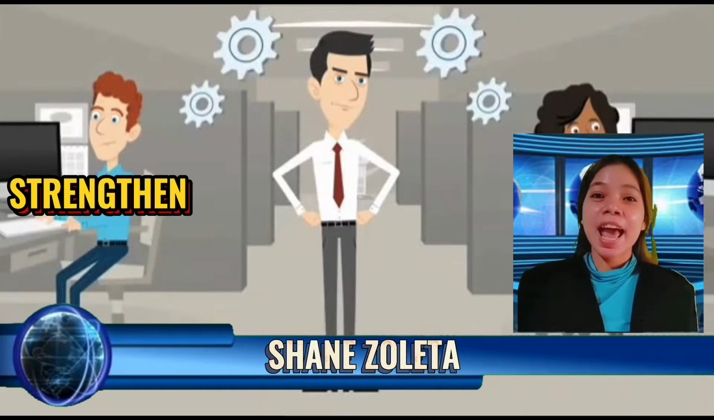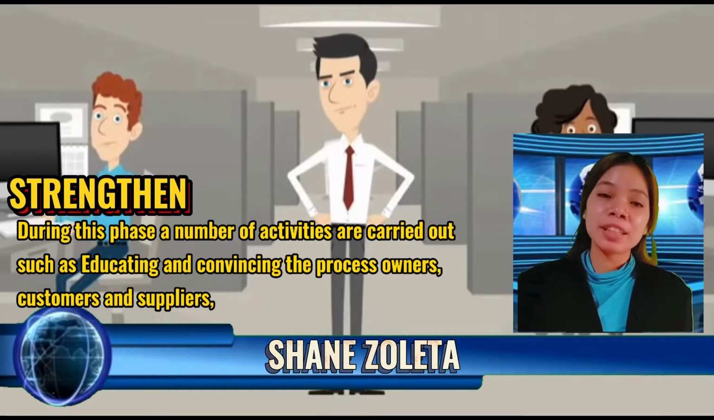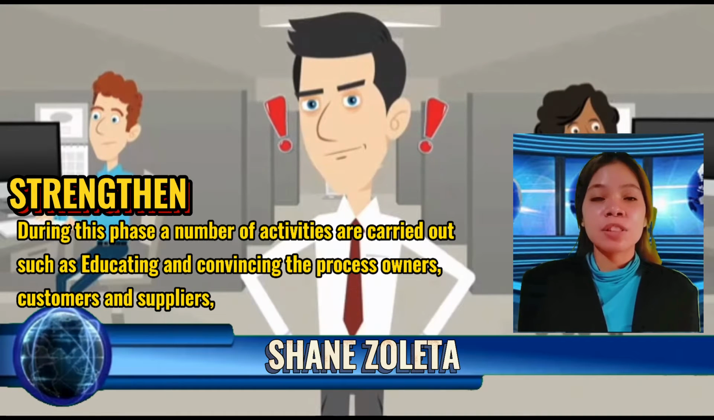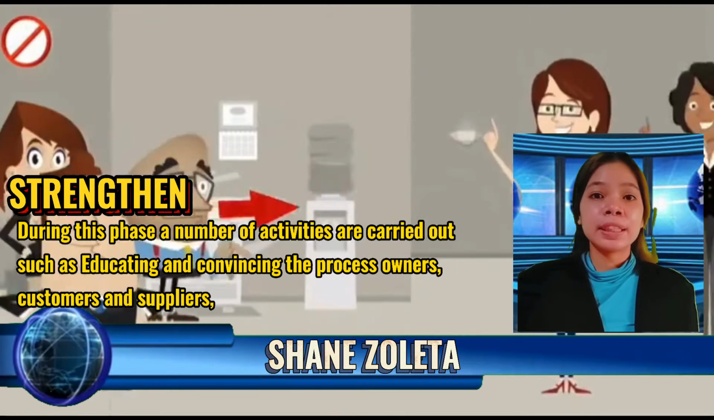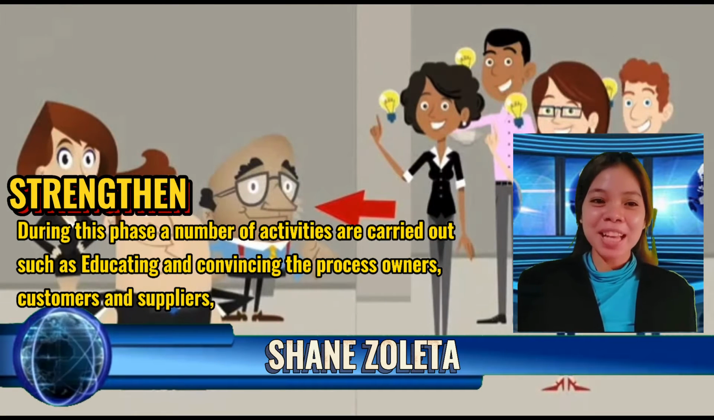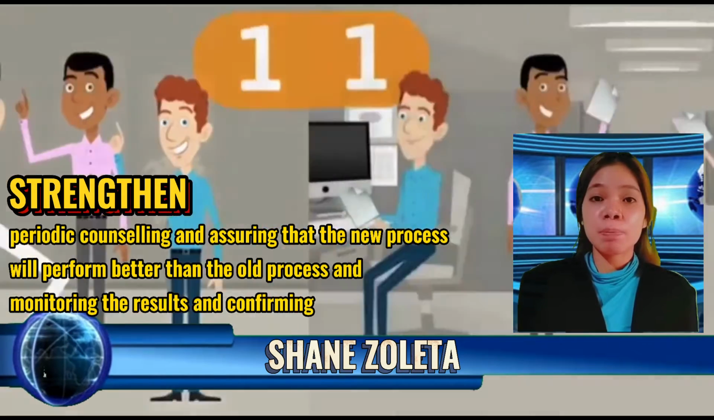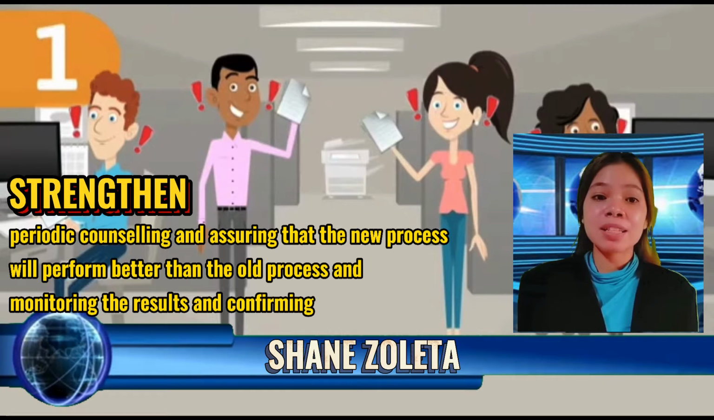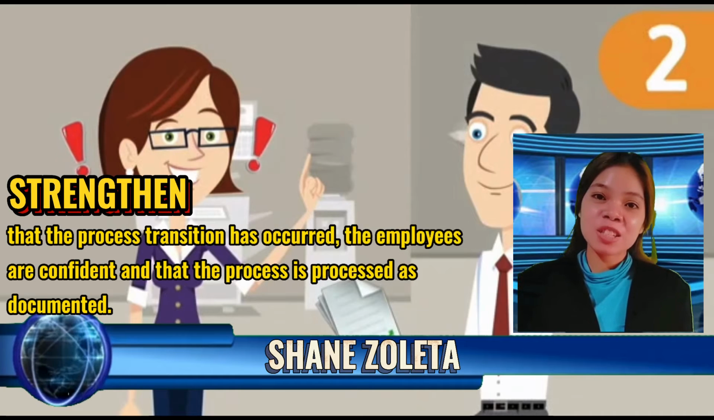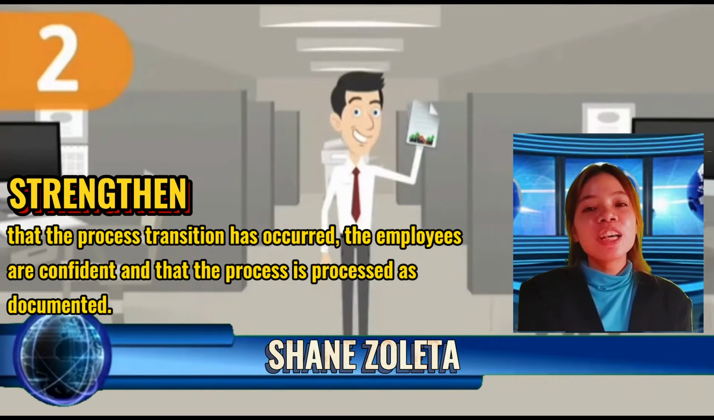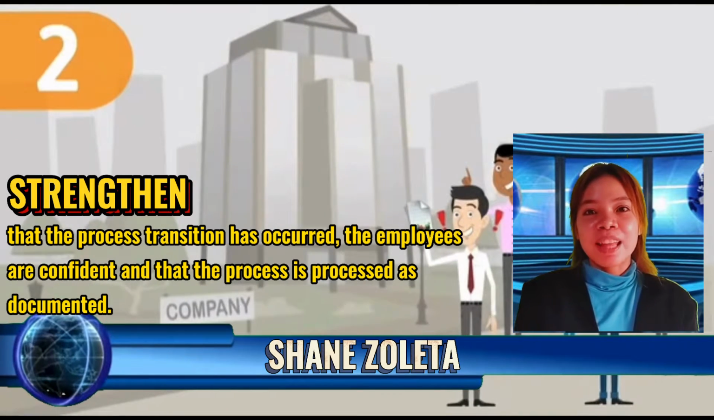And the sixth S is strengthen. During this phase, a number of activities are carried out such as educating and convincing the process owners, customers, and suppliers, periodic counseling, and assuring that the new process will perform better than the old process, and monitoring the results and confirming that the process transition has occurred. Employees are confident that the process is performed as documented.